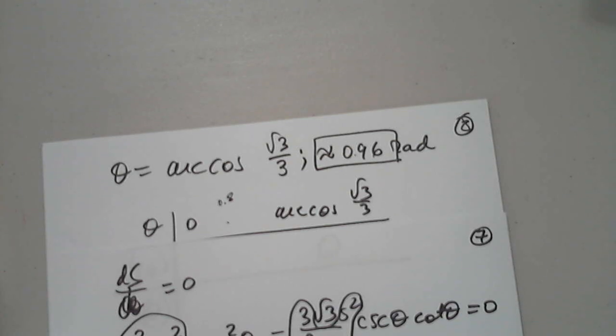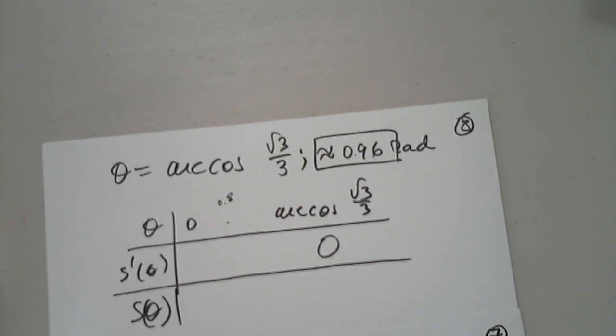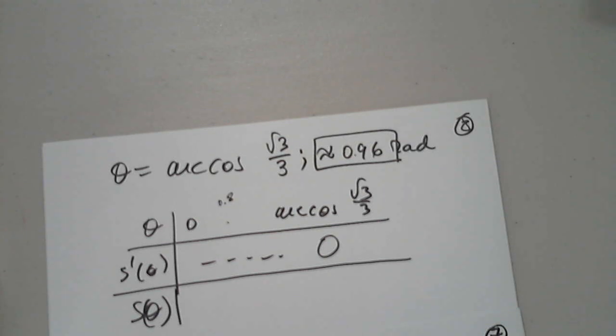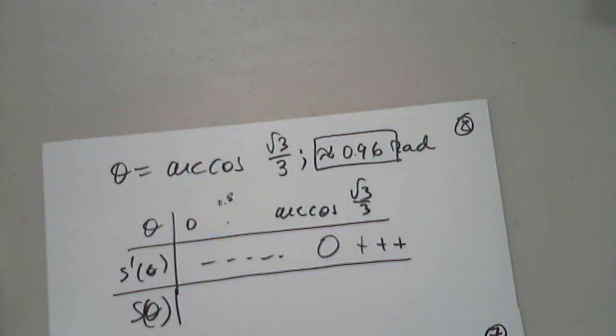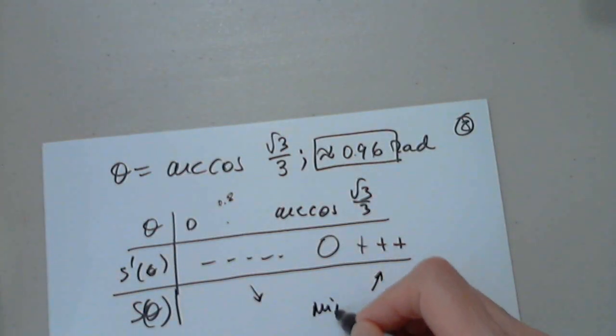Close, close. So now I'm going to plug into the left of that number. So like 0.8 and see the sign. Okay, negative. Yeah, that's what I was hoping for. And to the other side, I'm going to put 1.1. And it should be positive. Yay! Okay. So we showed that indeed this is a minimum.